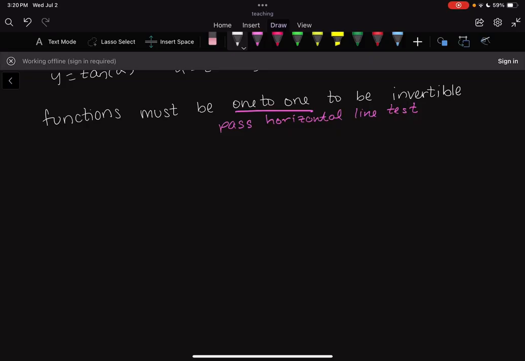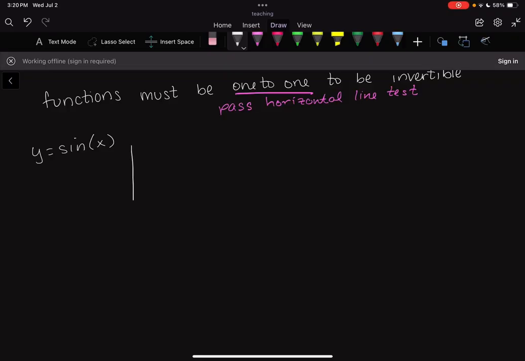Now the issue is our trig functions are not one-to-one if you look at the whole thing. So let me remind you what sine looks like. So we'll have 0, pi over 2, pi, 3 pi over 2, and 2 pi. Over here, I'm actually going to write negative pi over 2 as well. At 0, sine is also 0. Sine of pi over 2 is positive 1. Sine of pi is 0. Sine of 3 pi over 2 is negative 1. Sine of 2 pi is 0.